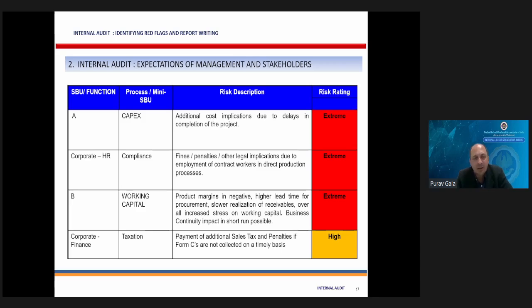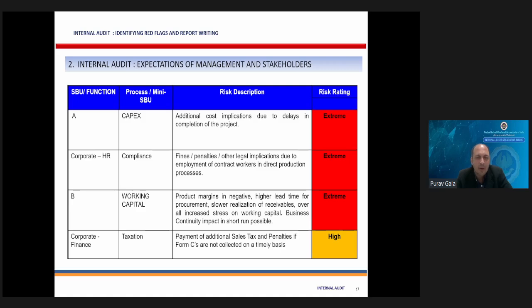I go to the HR head and ask him. He says compliance is a risk as per him, because we engage contract workers in our production process, and there could be fines and penalties by government authorities, because contract workers cannot be engaged in direct production activity. As per him, this is an extreme risk, given that the client has a lot of plants. Then you go to another business head. He says that for him, working capital is an issue.